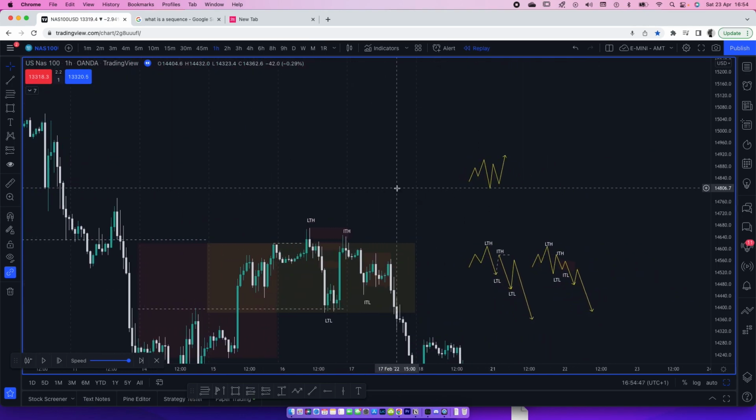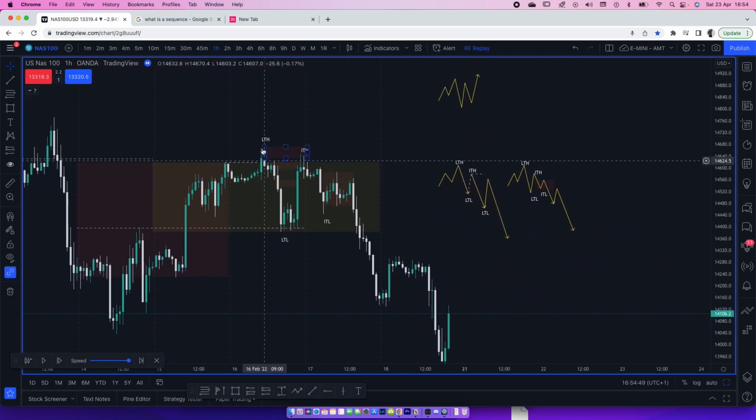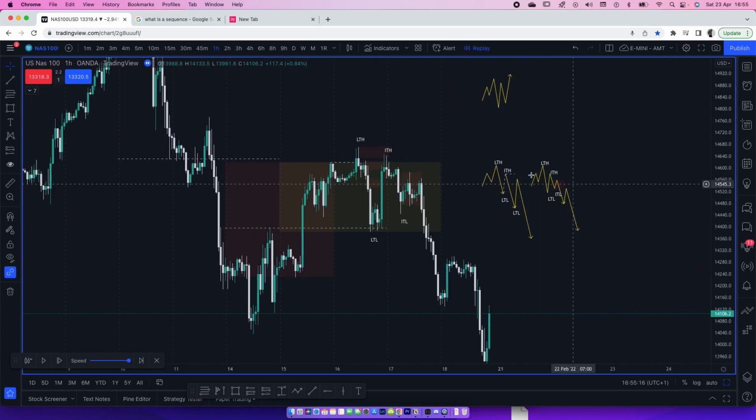Now remember, again, first displacement, long-term high, long-term low. When you go back to the imbalance, that imbalance is supposed to give you a second displacement, and that second displacement would be your intermediate term high and your intermediate term low. If it breaks the long term low straight away, it's going to give you an intermediate term high and a long term low straight away. Remember this sequence right here.